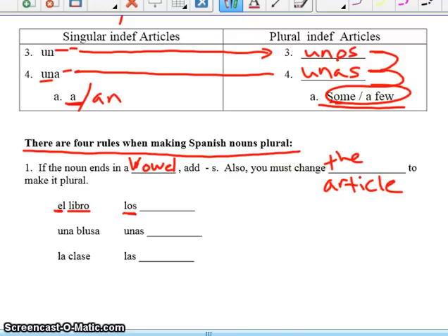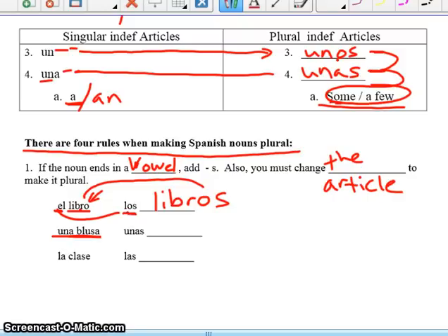Libro, which means book, ends in a vowel. The O is a vowel there, so we simply add an S: libros. So we did two things. El went to los, and we added S to libro. So we went from the book to the books.